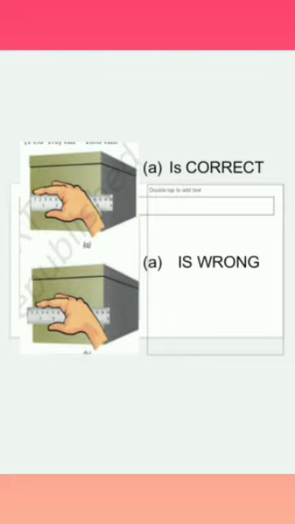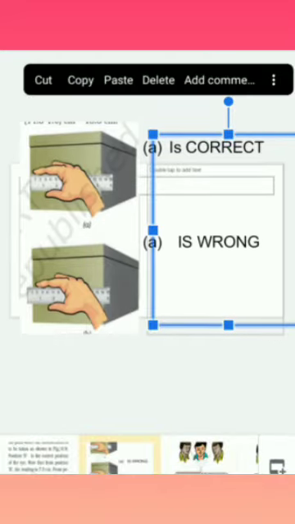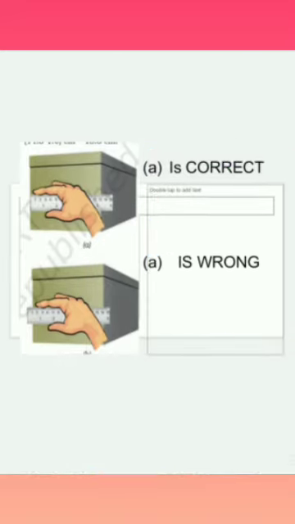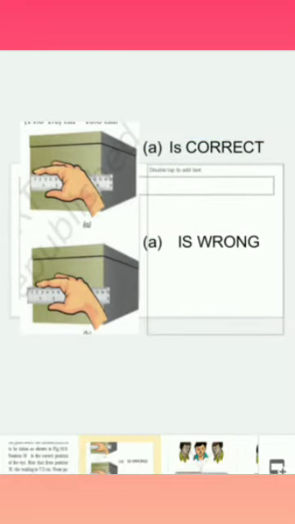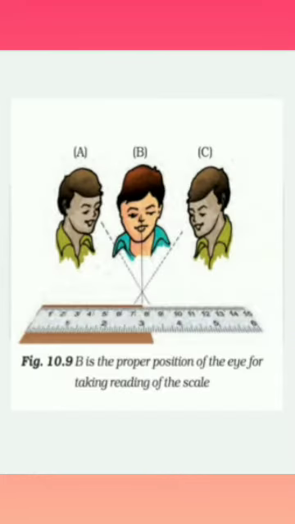Look at this picture. Which one is correct? A is correct, B is wrong. Three persons take the reading, and only B stands in front of the scale, so the reading is correct. A and C are not in front of the scale, so their readings are incorrect. Then the measurement is also wrong.